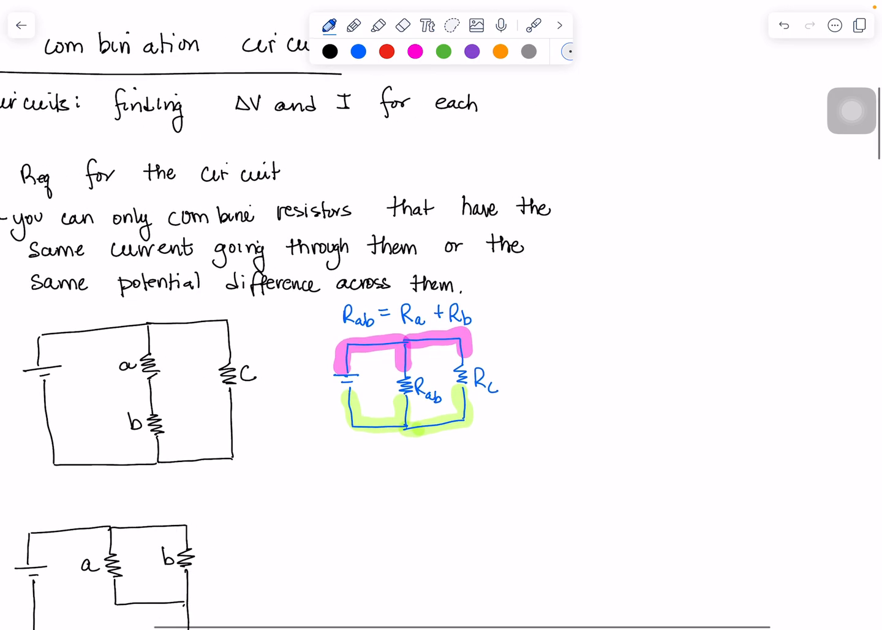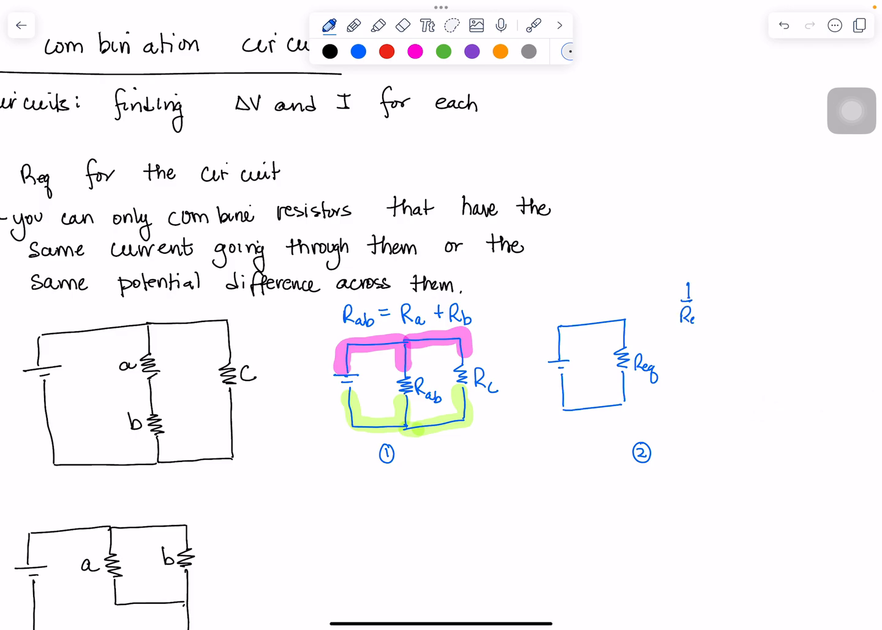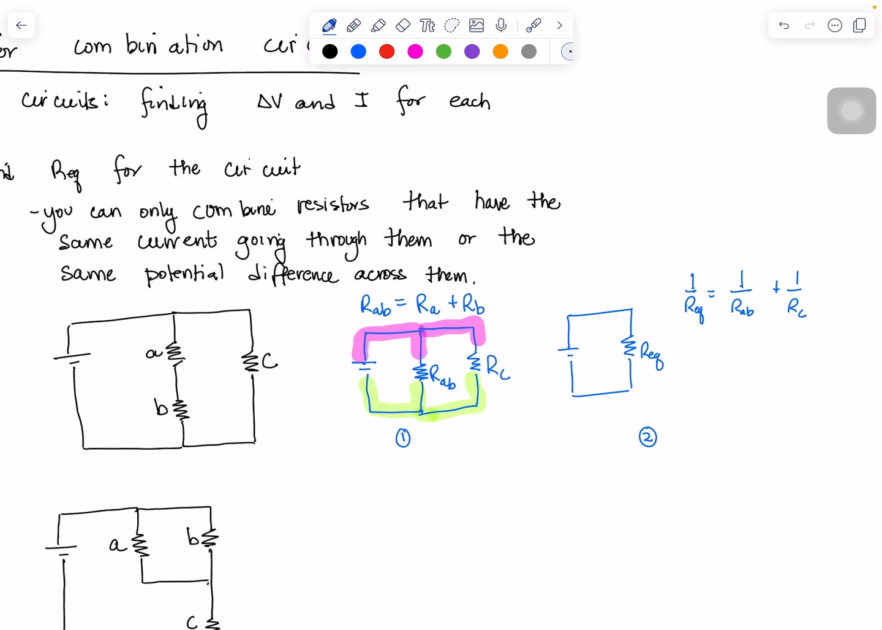So this was number one for combining. Number two for combining is going to be my Req. I was combining RAB plus RC in parallel. So 1 over Req is equal to 1 over RAB plus 1 over RC. So that's how I would work with that circuit.